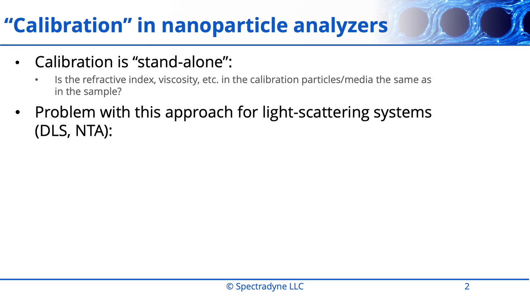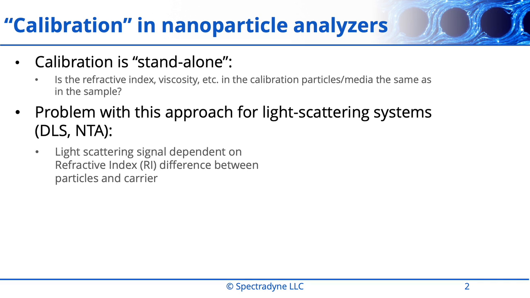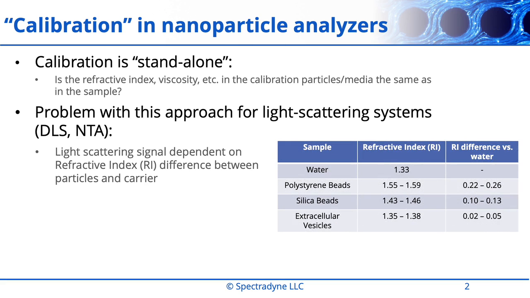This is particularly a problem with systems based on light scattering such as NTA and DLS. In those systems, the signal they measure, light scattering intensity, is dependent on the refractive index difference between the particles and the suspending medium. The suspending medium is typically water or saline water, which has a refractive index of 1.33. So let's take a look at the differences in refractive index for calibration particles made of polystyrene or silica versus the difference in refractive index for typical biological particles such as extracellular vesicles.